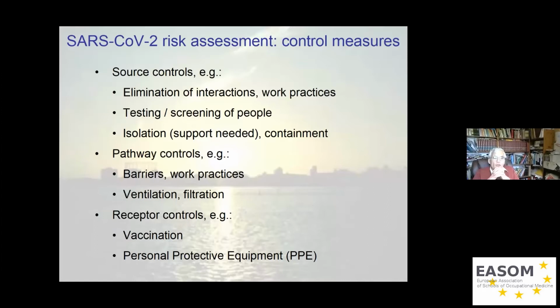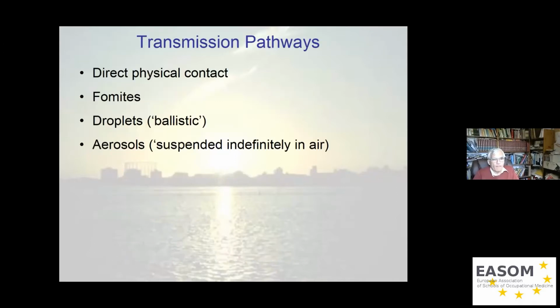I'm not going to go into detail in all of these. Indeed, I'm sure that all of you know about the risk assessment steps and the ways of controlling, starting from controlling the source, eliminating the source, testing people, isolation, and so on, pathway controls, ventilation, filtration, barriers, and work practices. And therefore, I will focus mainly on receptor controls, protecting the individual, and mainly on PPE.